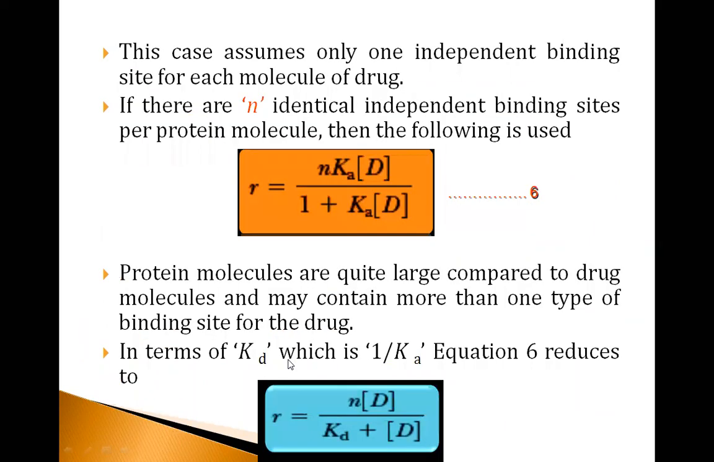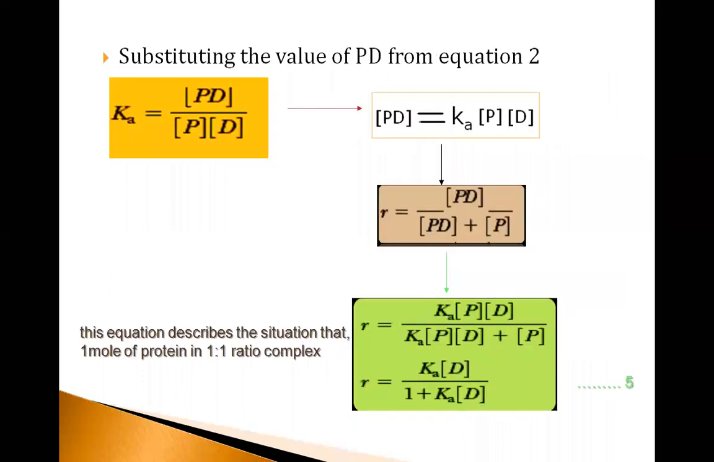Now further, we are going to expand that equation, assuming that the binding sites are more than one in number, which is represented by the letter small n. So if there are n identical independent binding sites per protein molecule, then the following equation is used. Means we are going to modify the previous equation. The previous equation was derived assuming only one binding site, and the binding happening at the ratio of 1:1, 1 mole of protein with 1 mole of drug.